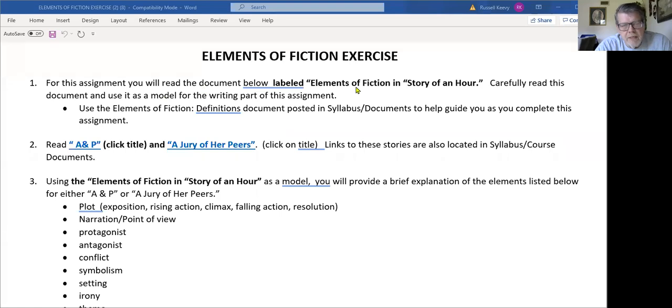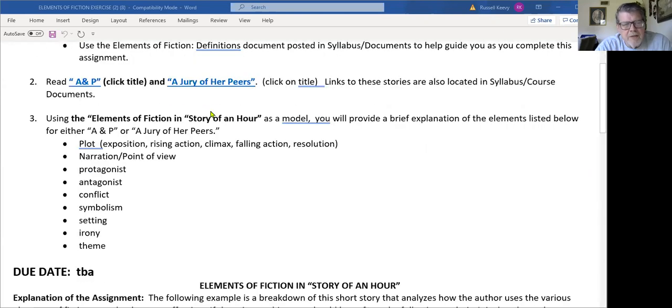Okay, so the Elements of Fiction and Story of an Hour, this is a model for the writing part of the assignment. I gave you already the Elements of Fiction definitions document. You probably want to review that because that gives you good definitions that will help you write this. Now there's two stories and you get to pick one. Okay, don't do both, but read both. Pick one. They're both very short. One's called A and P and the other one's called A Jury of Her Peers.